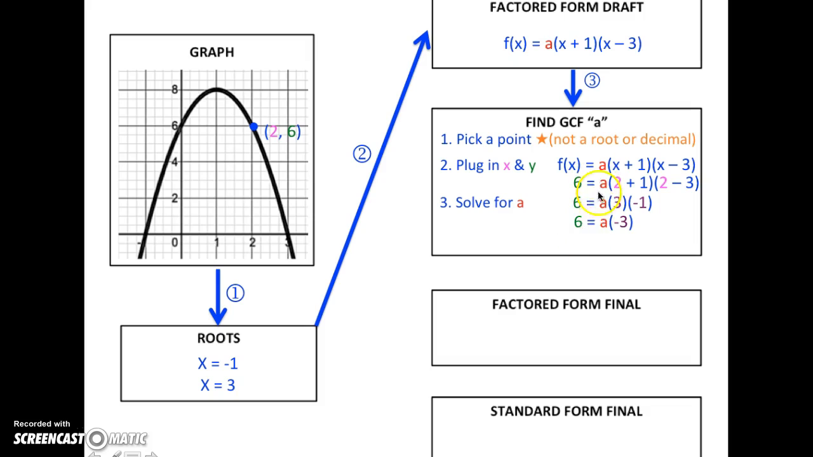Notice how everything else just comes straight down. And now I can go ahead and solve for a by dividing both sides by negative 3. I'm isolating my a there. And when I do that, I get that a is equal to negative 2.